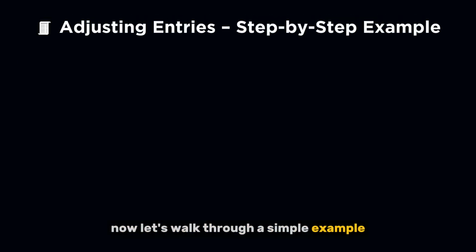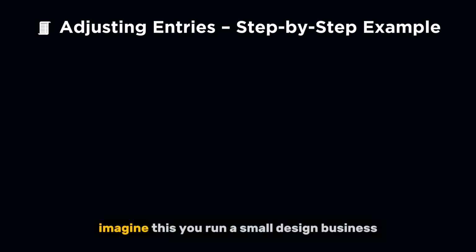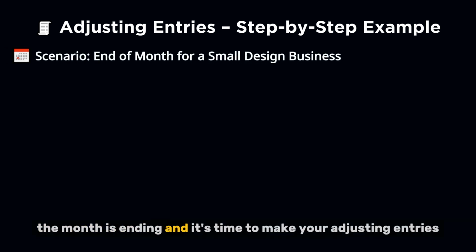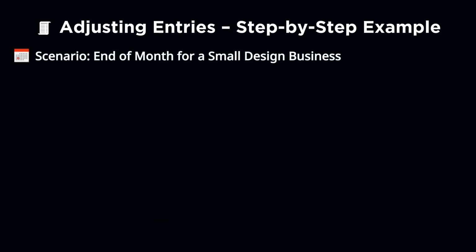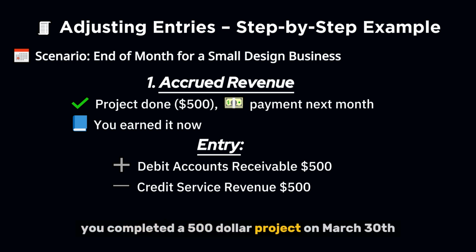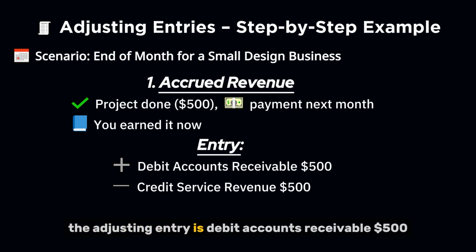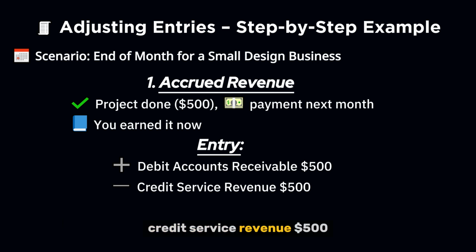Now let's walk through a simple example using the same small business we've used in past videos. Imagine this. You run a small design business. The month is ending, and it's time to make your adjusting entries. First, accrued revenue. You completed a $500 project on March 30th, but the client won't pay until April. You still earned it in March. The adjusting entry is debit accounts receivable, $500, credit service revenue, $500. This adds the income to March, where it belongs.